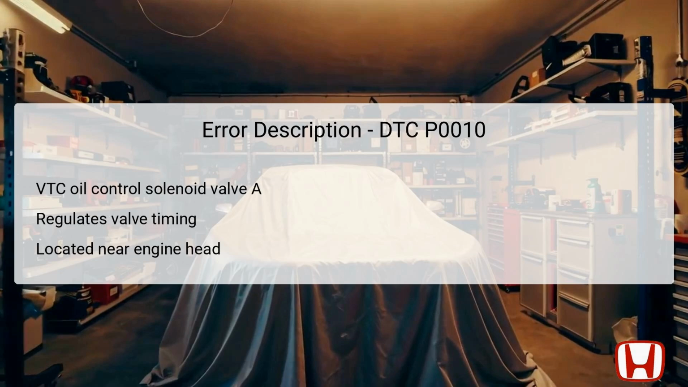DTC P0010 specifically refers to a malfunction involving the VTC oil control solenoid valve A. This solenoid is a critical component in managing the variable valve timing, VVT, in Honda vehicles. The primary function of the VTC oil control solenoid is to vary the timing of the intake valves, enabling improved engine power and efficiency under different operating conditions. Typically, this solenoid is situated close to the engine's cylinder head, often integrated with the camshaft assembly.